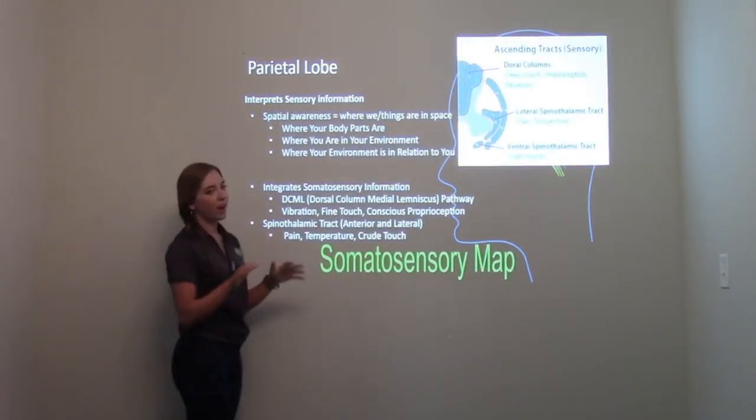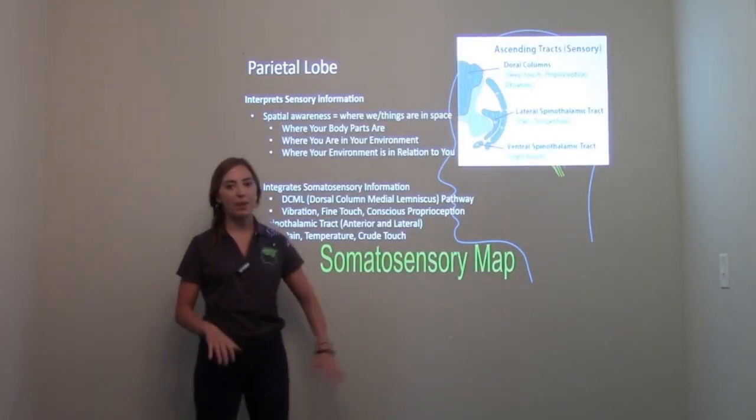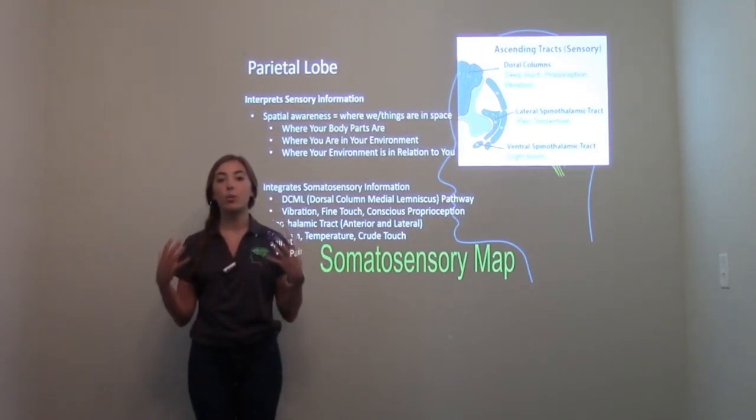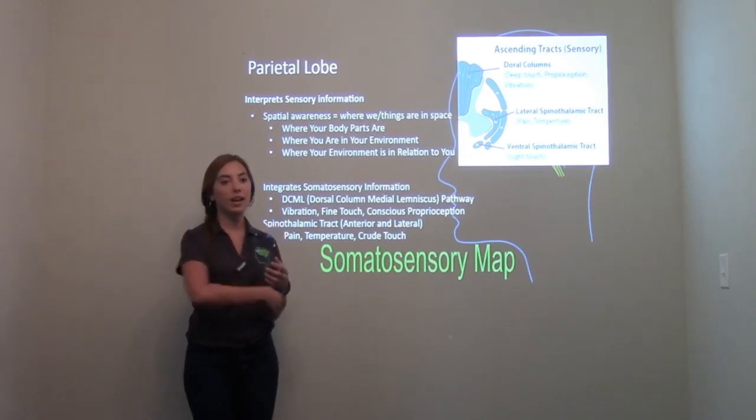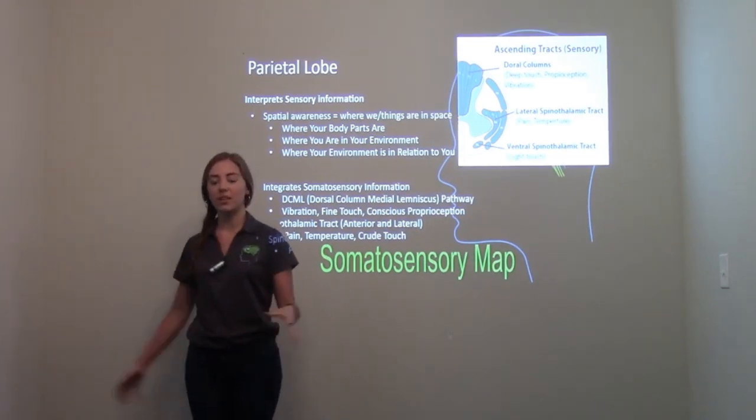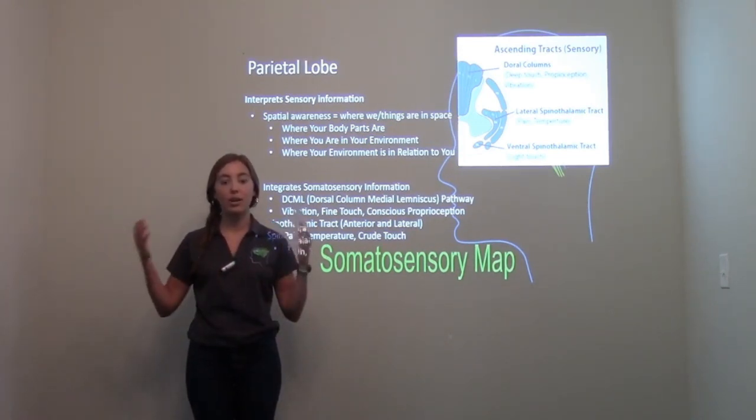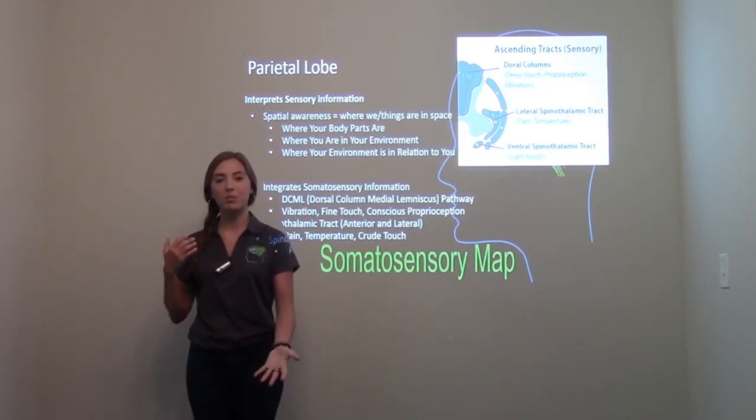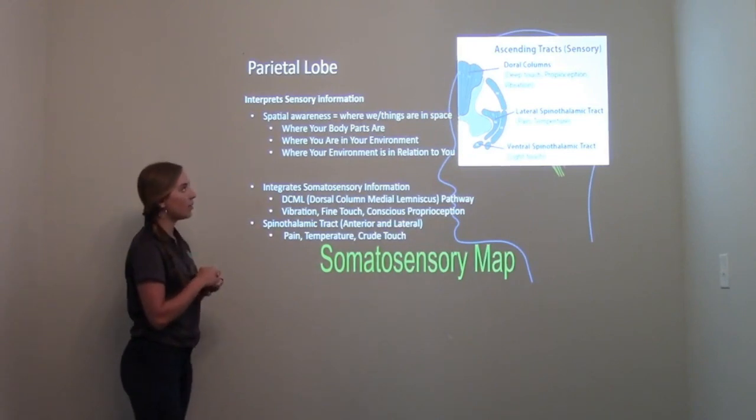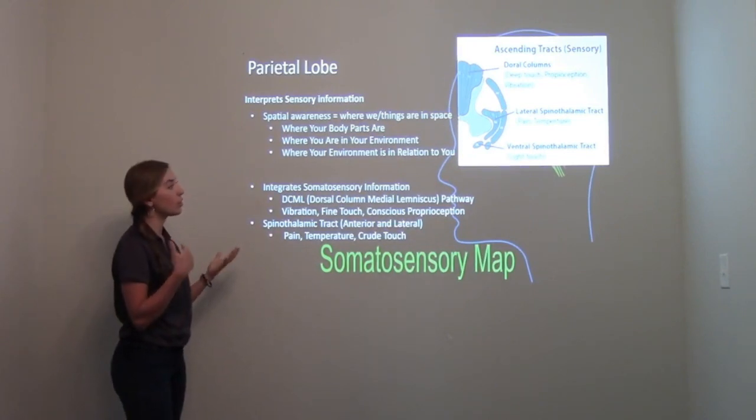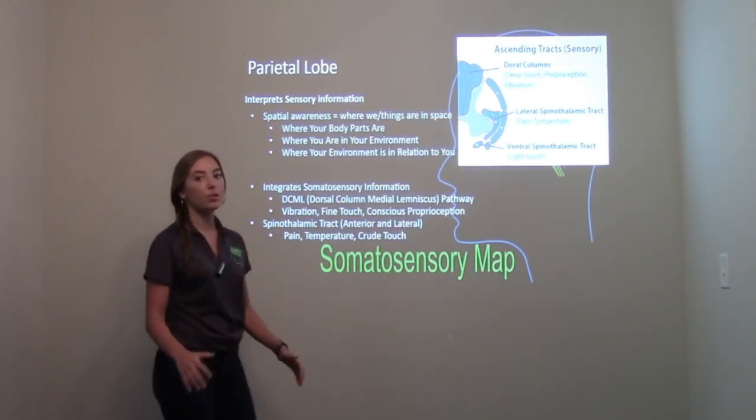Okay, so the parietal lobe. This is our somatosensory map. It is what allows us to know where our body is in space, know where each of our body parts are, and having just awareness of the environment around us. So we can know that there's a wall there, or hey, I'm going to trip over this step or something like that, just having awareness.